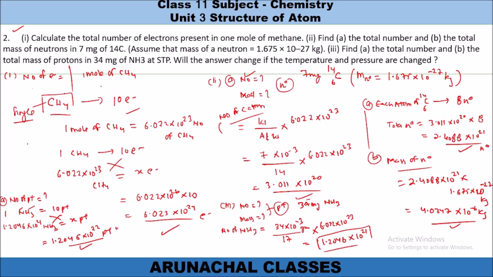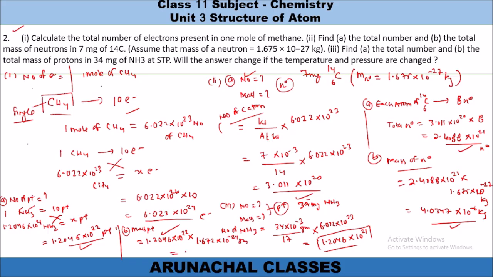Similarly, we need to find out the B part, that is the mass of total protons. If there are this many protons, I will take this number of protons, 1.2046 multiplied with 10 power 22, and now I need to multiply with the mass of one proton, which is 1.672 into 10 power minus 24 gram.